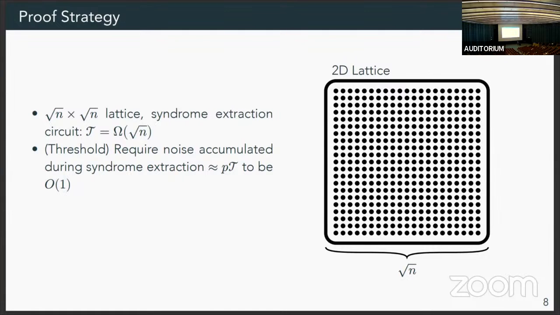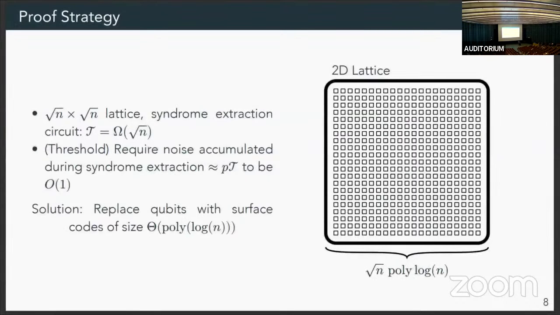And in order to have a threshold, we need that the noise per unit time is constant. So what we're going to do is replace every qubit by a surface code of size just large enough such that we get constant error per syndrome extraction cycle of the LDPC code.